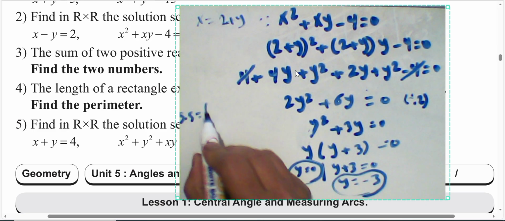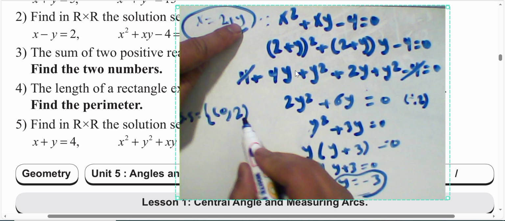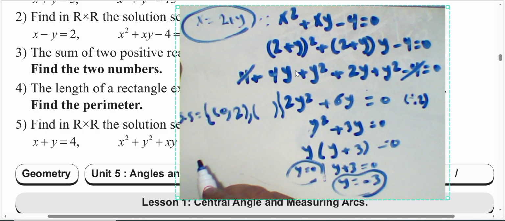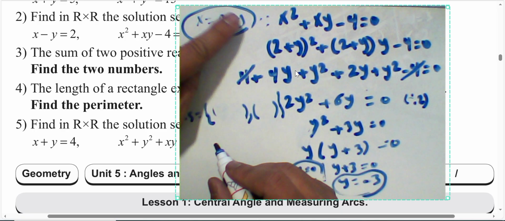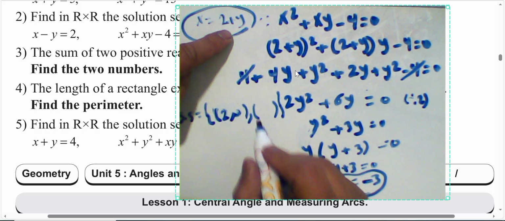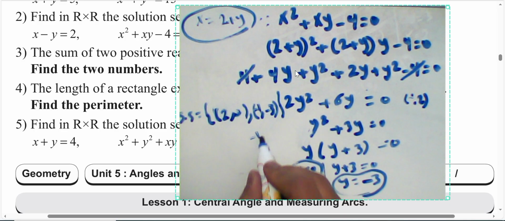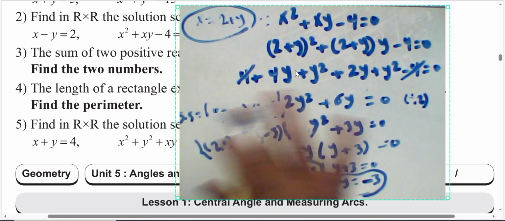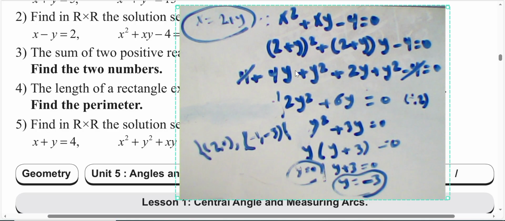Then the solution set will be: if y equals 0, then the value of x is 2 plus 0 equals 2, or the value of y was negative 3. Again, y equals 0, then x equals 2 plus 0 equals 2. And if y equals negative 3, we have negative 3 plus 2 equals negative 1, then we have negative 1 and negative 3, and 2 and 0. Okay, this is the solution: negative 1 and negative 3, or 2 and 0. We have two solutions for this example.